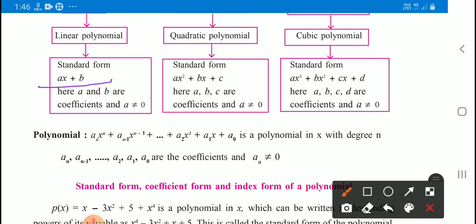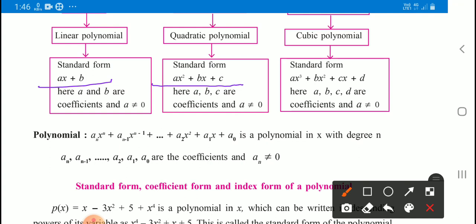Then the quadratic polynomial, the standard form of quadratic polynomial is ax square plus bx plus c. Here a, b, c are coefficients, and here also a should not be 0. If a is 0, then you will get the linear polynomial. So here the condition is a should not be 0.